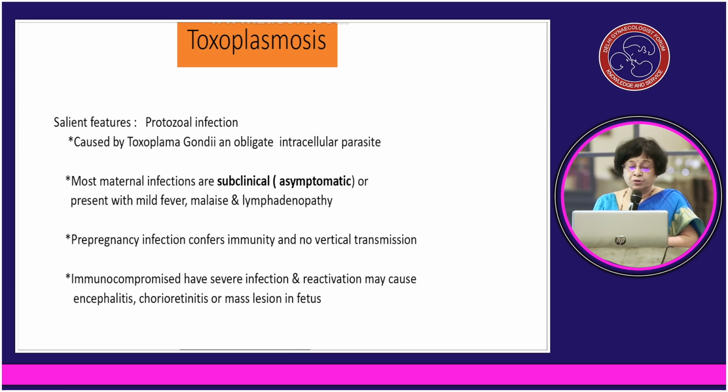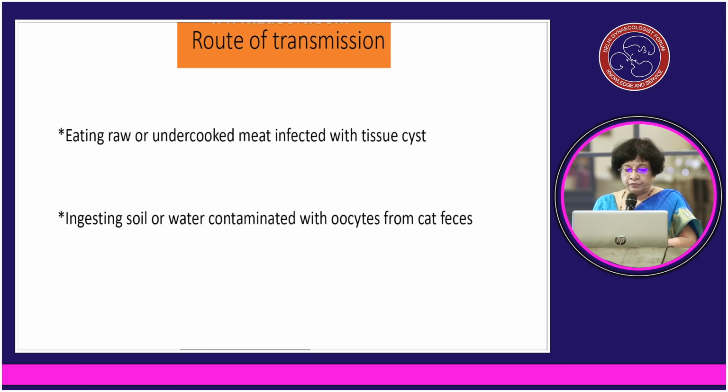So I'll be talking about toxoplasmosis. It's a protozoal infection caused by Toxoplasma gondii. Most maternal infections are subclinical or asymptomatic, or present with mild fever, malaise, and lymphadenopathy. Pre-pregnancy infection confers immunity and thus prevents vertical transmission. And immunocompromised women have severe infection, and reactivation may cause encephalitis, chorioretinitis, or mass lesions in the fetus.